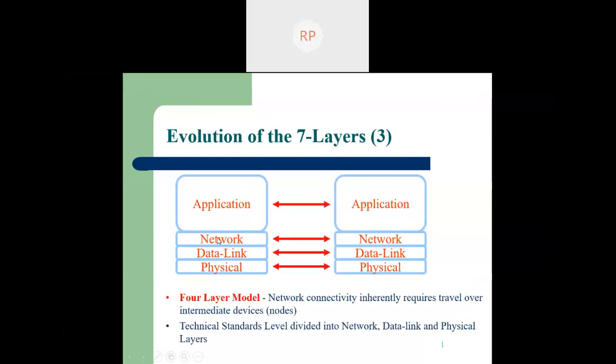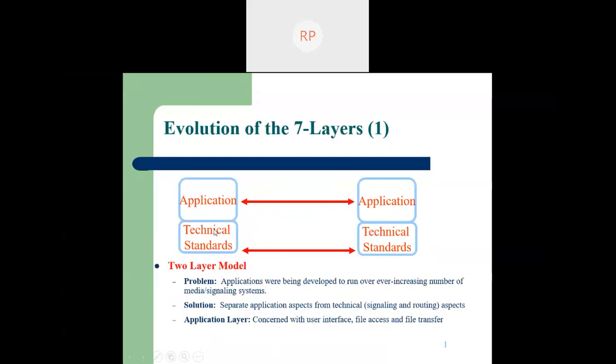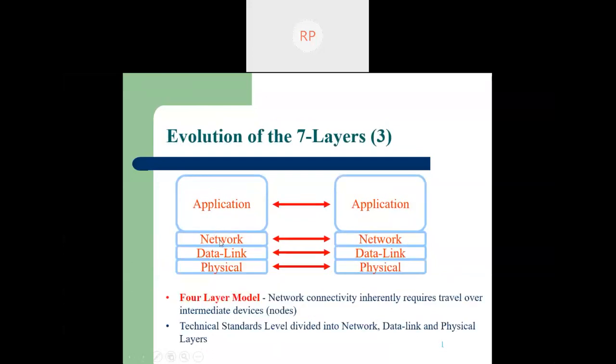It is about the network and data link layers. Network connectivity inherently requires travel over intermediate devices or nodes. That's why the technical standard level is divided into network as well as data link, and the last one is the physical layer. Based on functionality or different aspects, you have to divide the network standards into three parts: network, data link, and physical layer. Like that, four layers are considered.